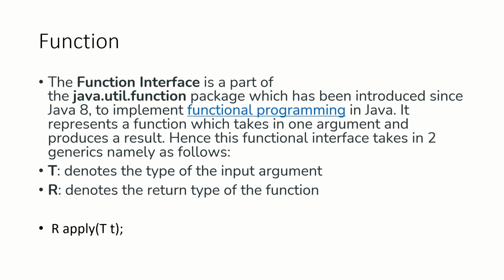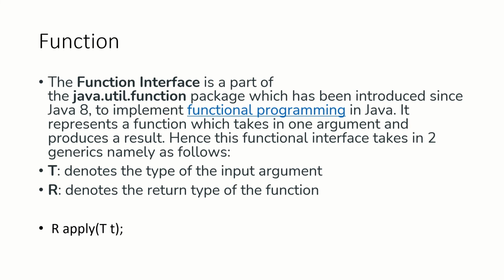The Function functional interface is a part of the java.util.function package, which has been introduced since Java 8 to implement functional programming in Java. It represents a function which takes in one argument and produces a result. Hence, this functional interface takes two generics: T denotes the type of the input argument and R denotes the return type of the function.